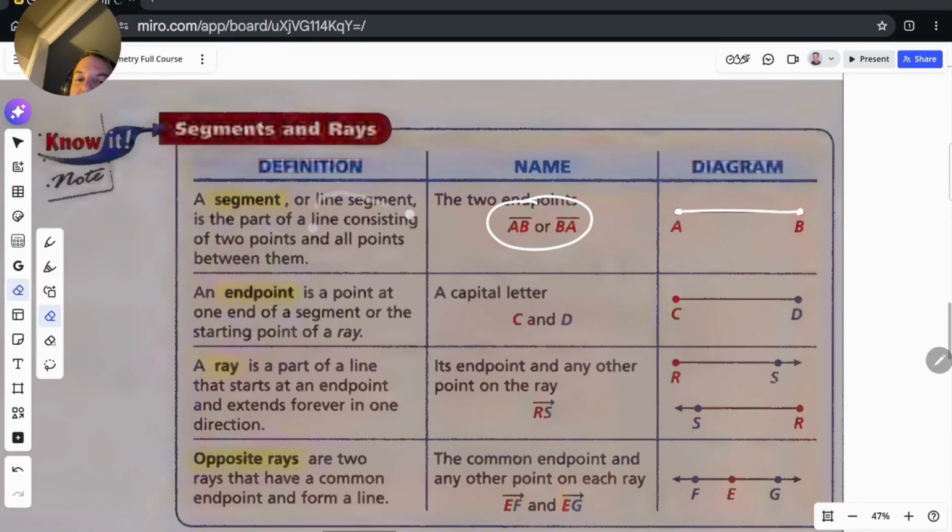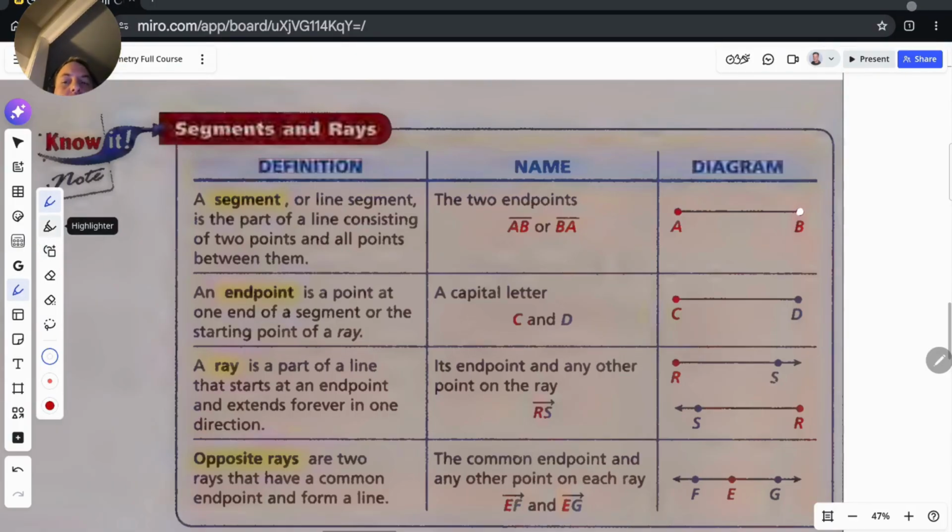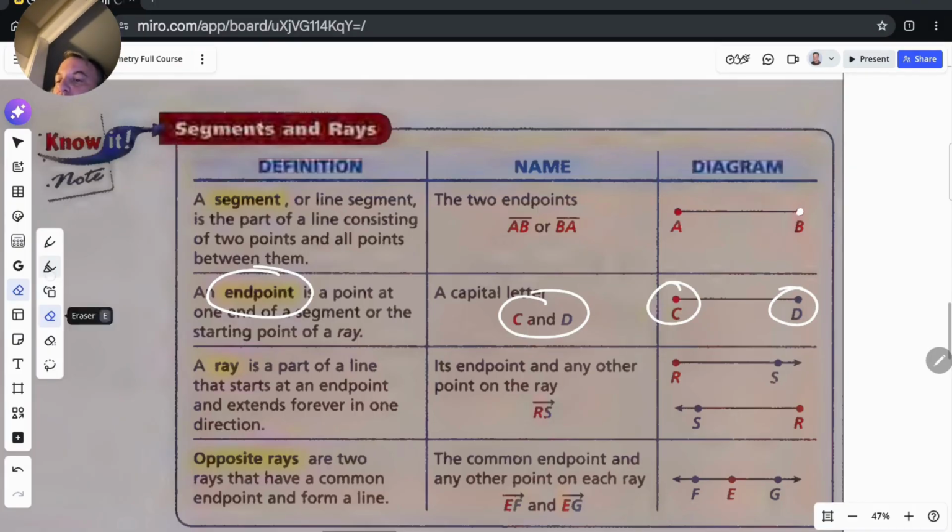All right, let's clear that and we'll take a look at our second definition here, endpoint. An endpoint is a point at the very end of a segment or the starting point of a ray. We're going to talk about rays next. We name endpoints with a capital letter like point C or point D. They're simply the dots at the end. And that's it for endpoint. And then let's take a look at ray.